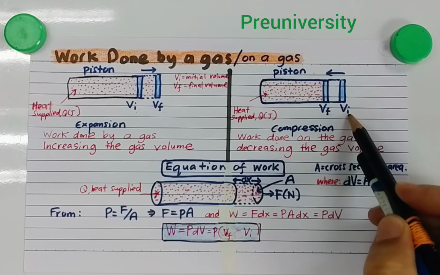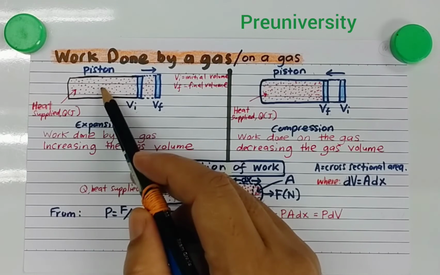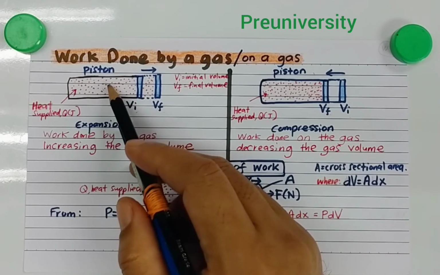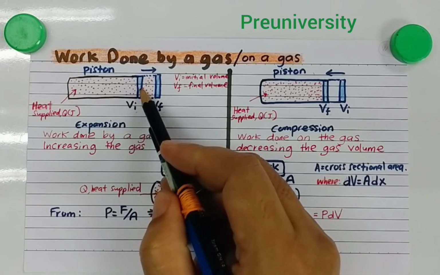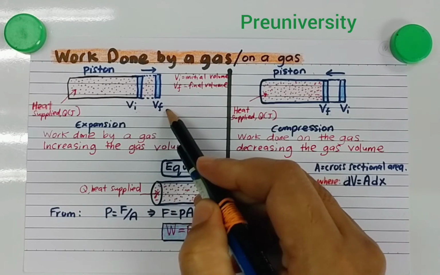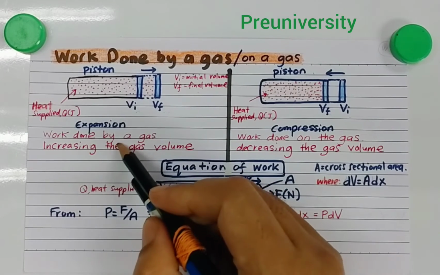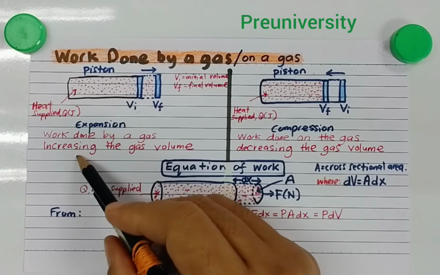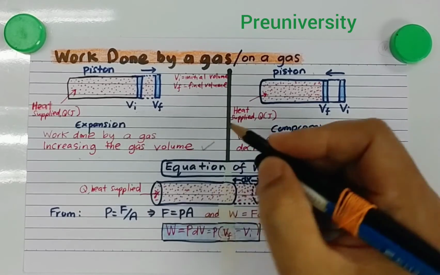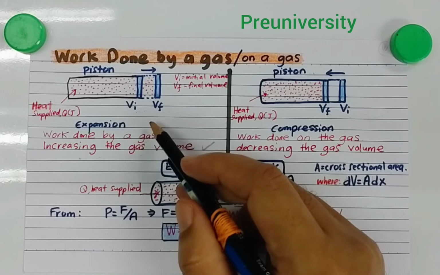Okay, and then the heat is supplied to the piston. So the heat is supplied to the piston and then what happened? The piston expands the volume from the VI to the VF. So that means the work done by a gas, then what happened? It's shown here, increasing in the gas volume. Okay, this one is for the expansion of the gas.